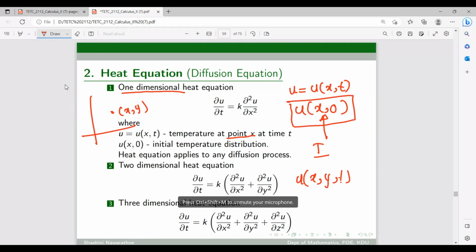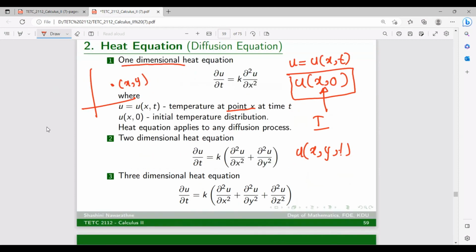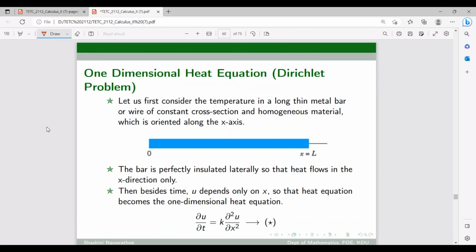So, the most important thing that we have to remember is u is the temperature and it only depends on x, and t is the time and x is the position vector or position. Is this clear to everyone then? Okay, so let's discuss the important things related to the one-dimensional heat equation.